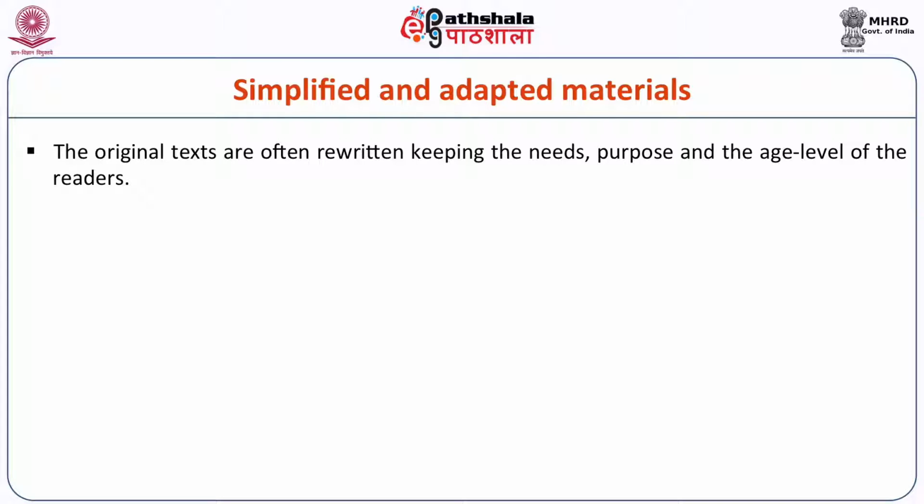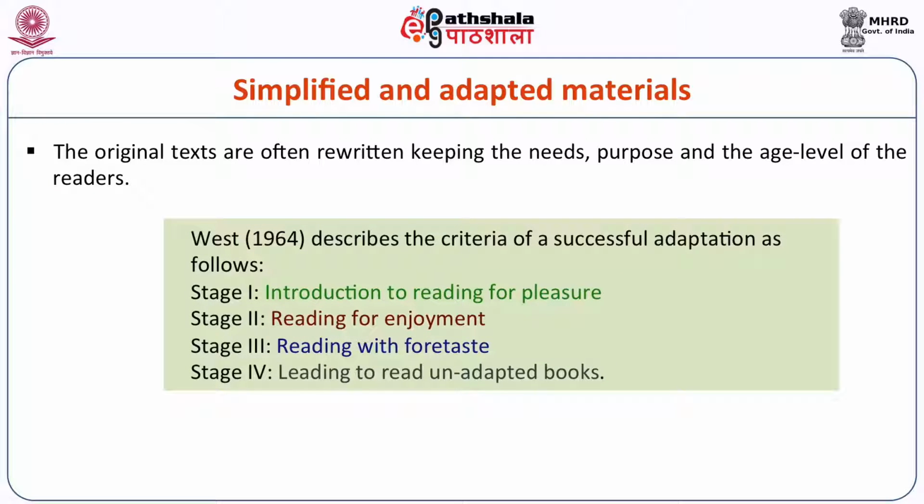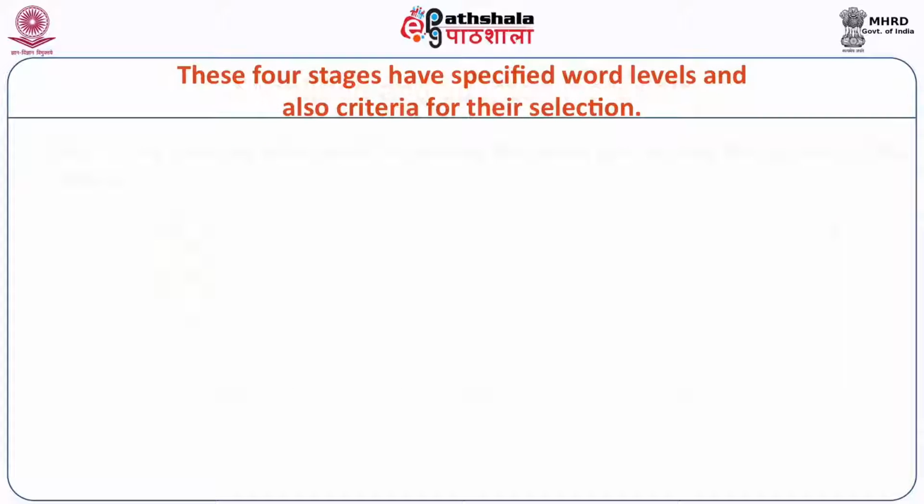The original texts are often rewritten, keeping the needs, purpose, and the age level of the readers. West in 1964 described the criteria of a successful adaptation as follows. Stage 1, introduction to reading for pleasure. 2, reading for enjoyment. And 3, reading with foretaste. And 4, reading to read unadapted books. These 4 stages have specified word levels and also criteria for their selection.